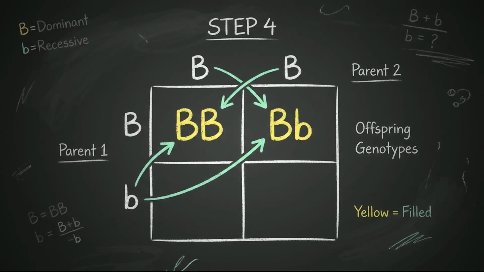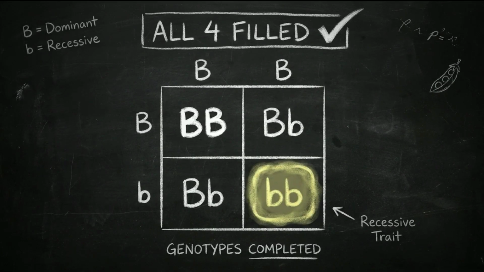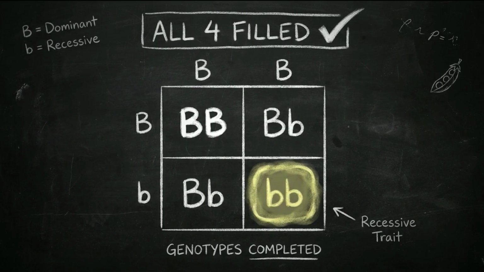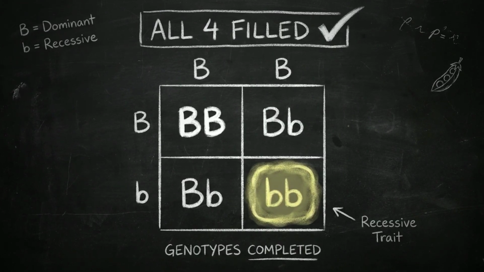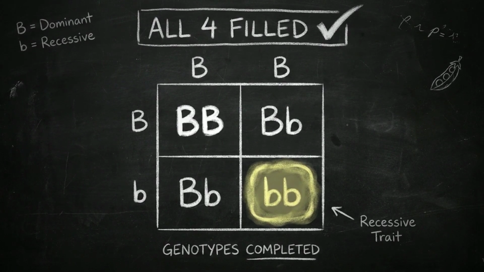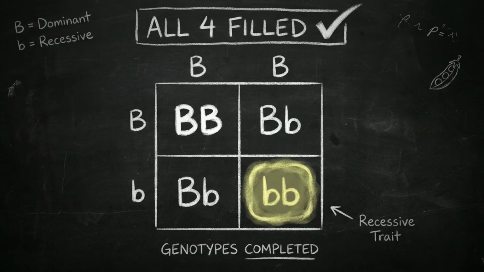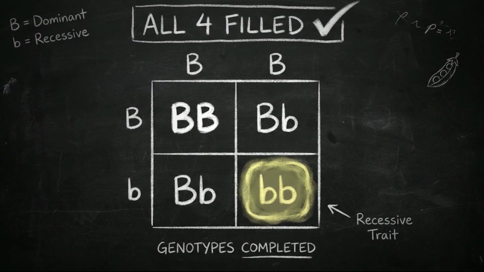Bottom left box, B from the top, b from the side. That box contains Bb. Bottom right box, b from the top, b from the side. That box contains bb. 4 boxes, 4 possible offspring combinations, each one equally likely.